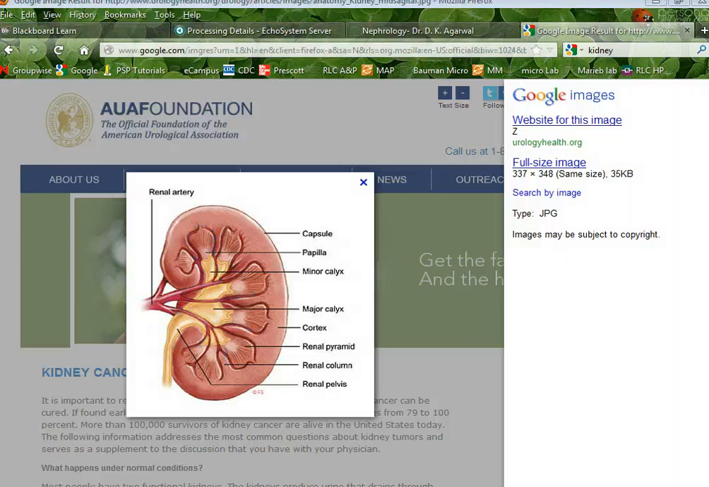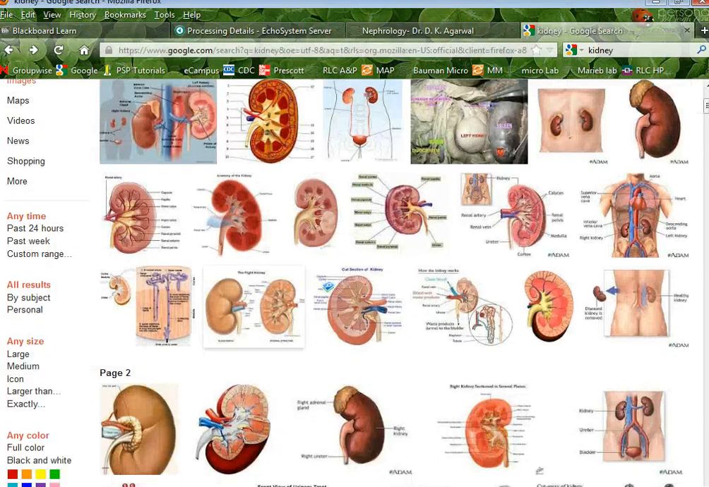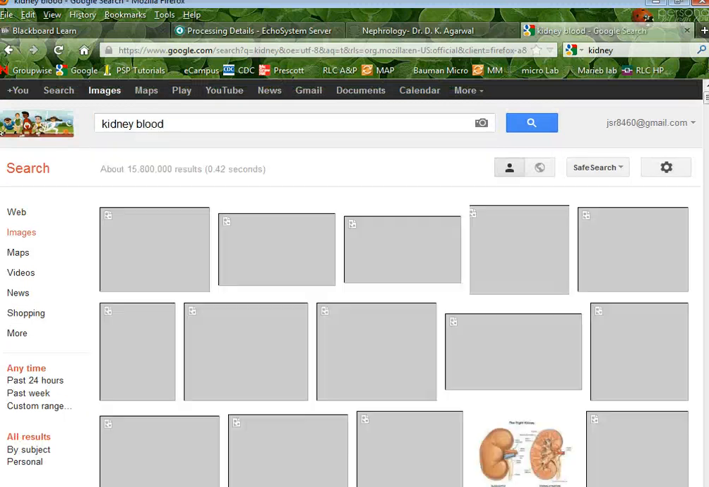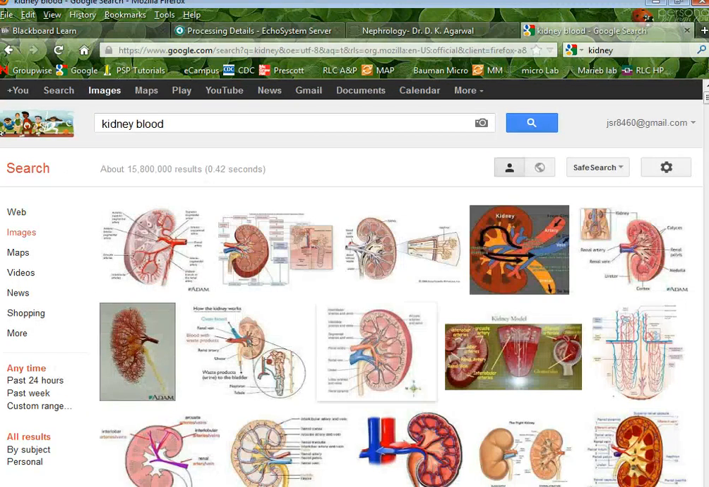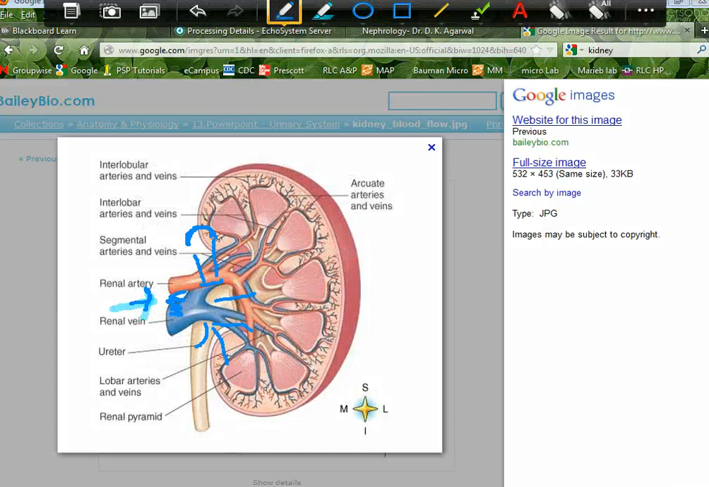At this point, let me see if I can get a better picture. Okay, at least it's a little bit bigger. All right, so here are your interlobar arteries going up this way. And here are your arcuate arteries right here, up at the top.